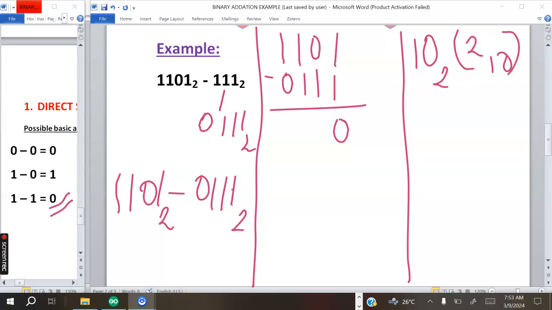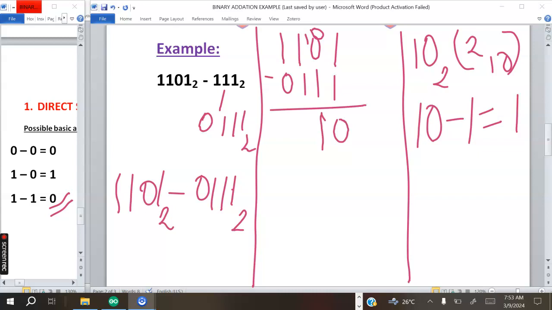Now, it means that we will have 10 minus 1. Not ten, but 1, 0 minus 1, as per the rule, is equal to 1. So whenever you subtract 1 from 0, you will get 1. Therefore, I will write 1 here.